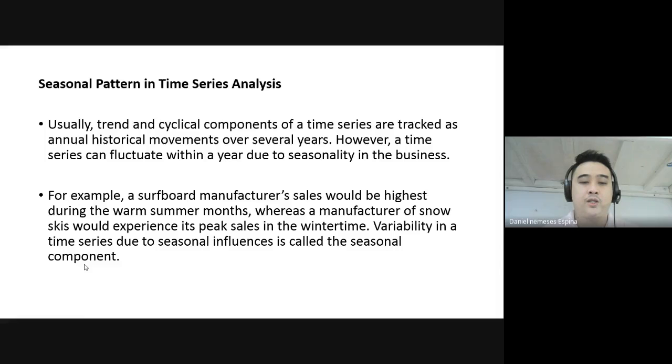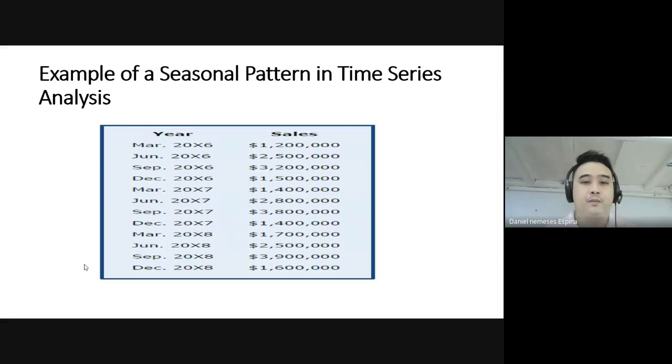So variability in a time series due to seasonal influence is called a seasonal component. If the cause of the fluctuation is the season, then we experience a seasonal pattern in a time series. This is an example of a seasonal pattern. As you can see, there are months when it is high, and there are also months when it is lower.